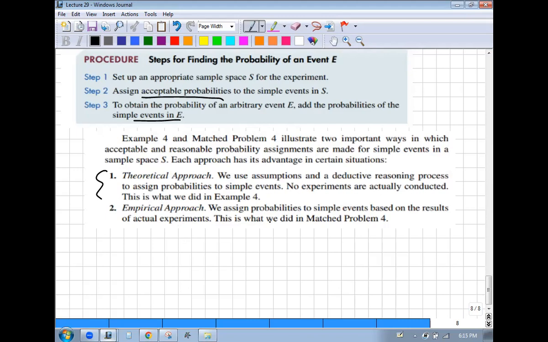Empirical approach, we could assign probabilities to simple events based on the results of actual experiments. So we skipped match problem 4, but it's the same. But the thing is when we assign our probabilities, instead of just assuming these theoretical coins that are perfectly fair and balanced, instead we take a real world coin and we test it. We flip that coin over and over and over again and look at how many times it's flipped heads and flipped tails, and then we would assign our actual real world probability, right?